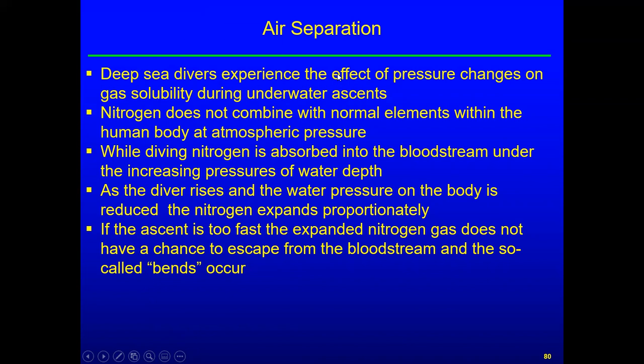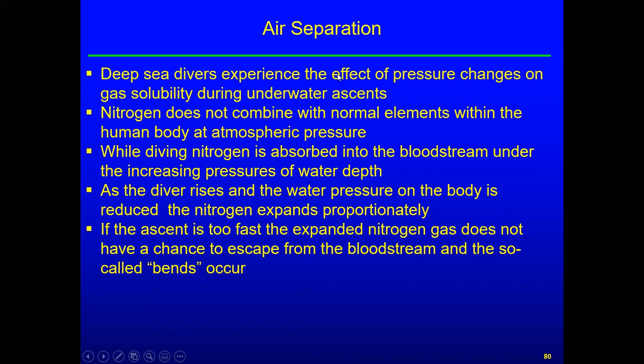So if they've been down there a while, that pressure drives additional nitrogen. Basically, it's nitrogen because they use up a lot of the oxygen. But the nitrogen hangs around and gets driven into the bloodstream. Nitrogen does not combine with normal elements within the human body at atmospheric pressure. While diving, nitrogen is absorbed into the bloodstream under the increasing pressures of water depth.